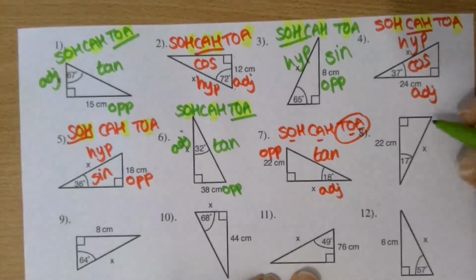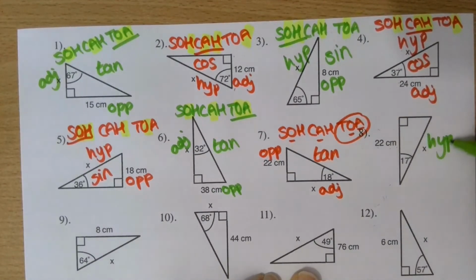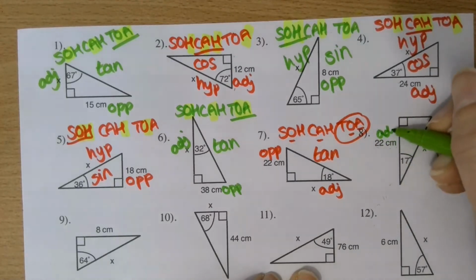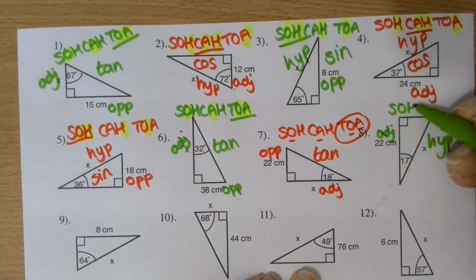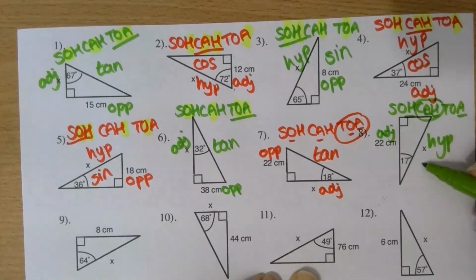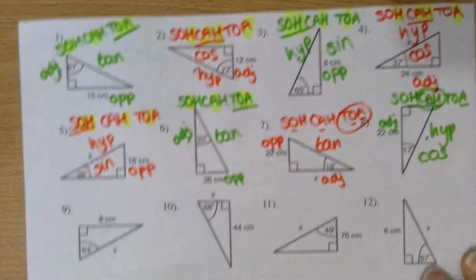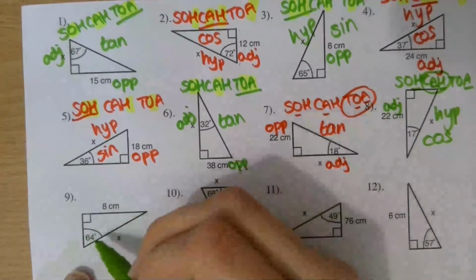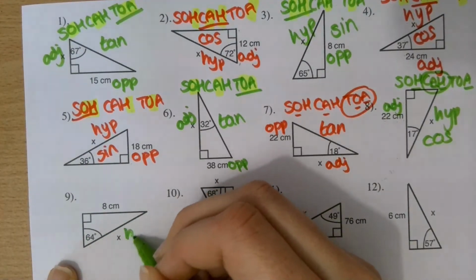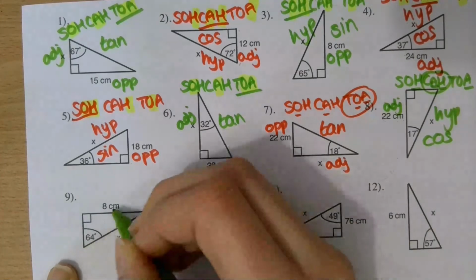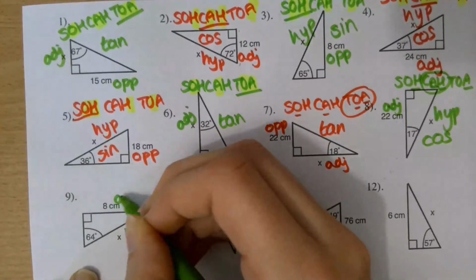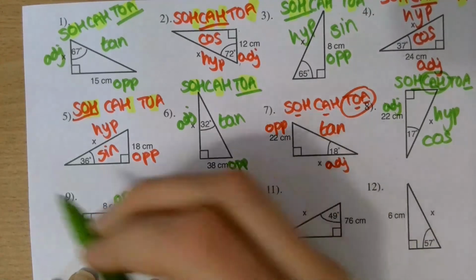This question here, x is the hypotenuse. 22 is next to the angle, so it's the adjacent. So when I do my SOHCAHTOA, A for adjacent, H for hypotenuse, C for cosine. Number 9 down here, x is the hypotenuse. 8 is opposite my angle of 64, so that's my opposite.